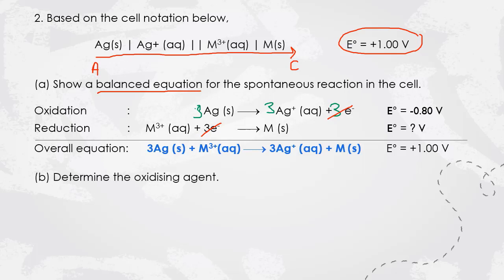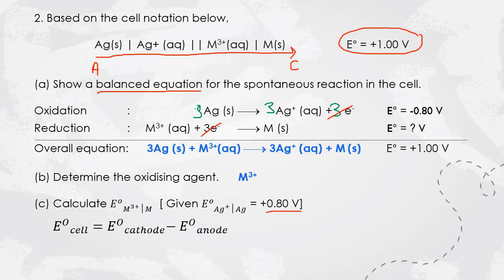Next, they ask you to determine the oxidizing agent. We know that the oxidizing agent is the species that undergoes reduction. So look at your reduction reaction. You have M3+ reacting with 3 electrons. The species that undergoes reduction is M3+. For question C, they ask you to calculate the electrode potential of M. Given to you are the electrode potential of Ag, which is 0.80, and also the E° cell. So you can simply substitute into this formula, and then you can find the final value of positive 1.80 volts.